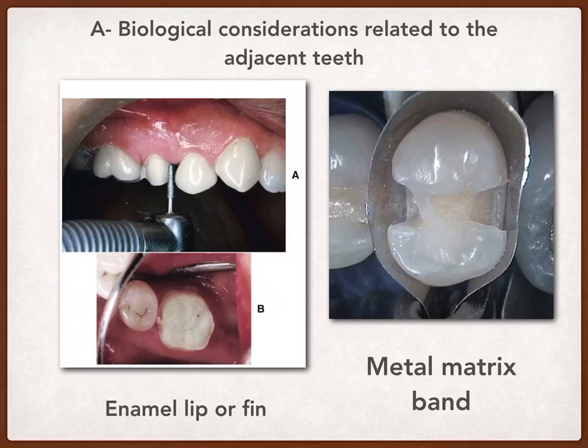And in picture letter B we can see also that this lower 6 has a mesial enamel lip or fin adjacent to the lower 5, and that will prevent or limit the injury to that lower 5 or second premolar.